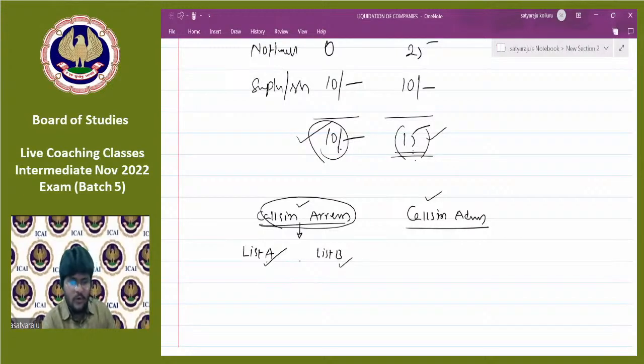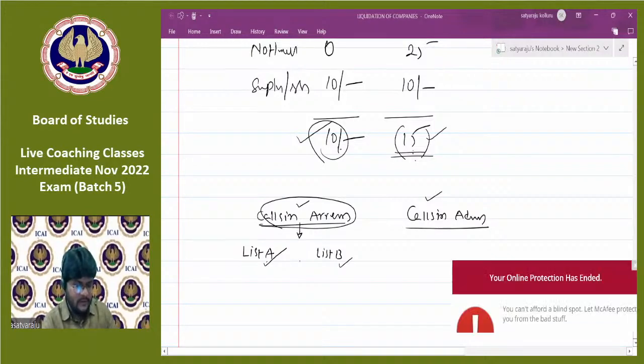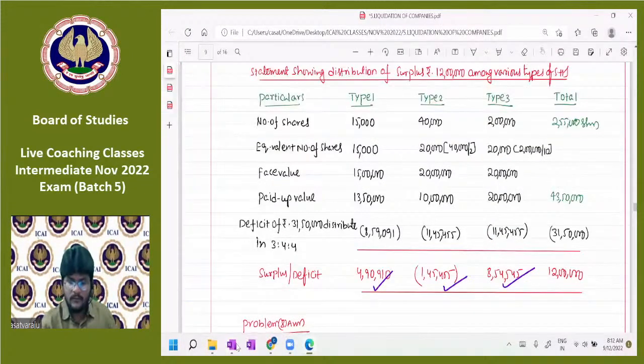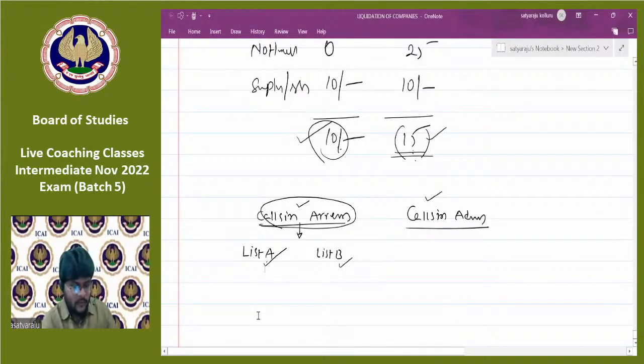Next, some more doubts are actually being asked by our friends. Please let me quickly resolve such doubts and then we'll jump into the next problem. Sir, in the question, it's given as workman dues, other workman dues, income tax refund, secured creditor with the floating charge. What would be the preference sequence? Just a second. This question is asked by Vivek Kumar actually.